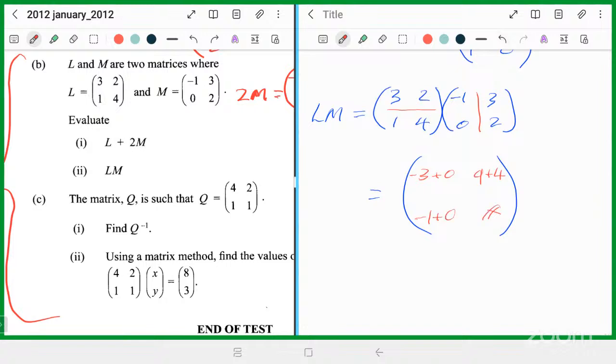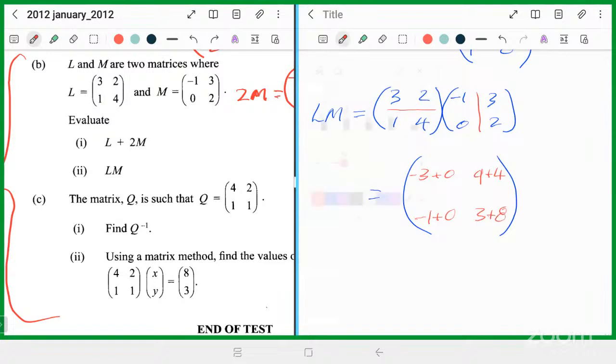And then this last value out here is positioned in the second row and the second column. So to get it, we multiply this second row by that second column. And again, it is first element times first element, second element times second element. 1 times 3 and 4 times 2. 1 times 3 is 3, and the 4 times 2 is 8.